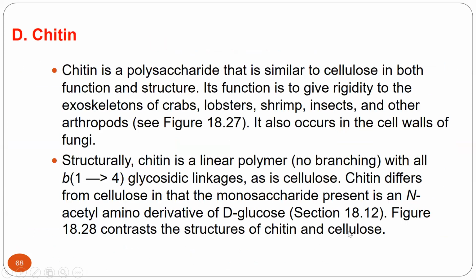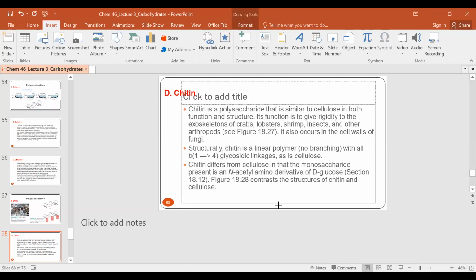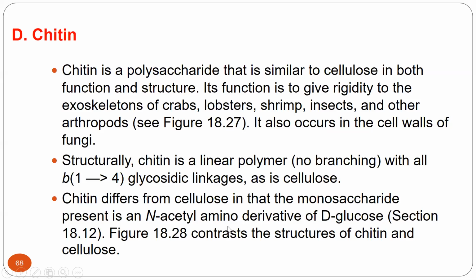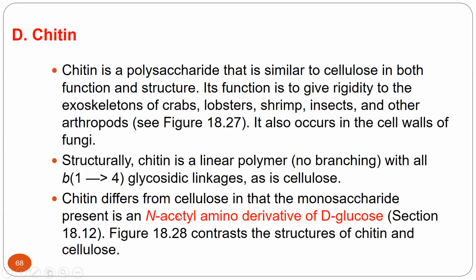Okay, so what is our monosaccharide? Our monosaccharide actually in chitin is the N-acetyl amino sugar. So I will highlight, it's an N-acetyl amino, which is a derivative of glucose. Okay, so you have that. And that is our repeating unit for chitin.